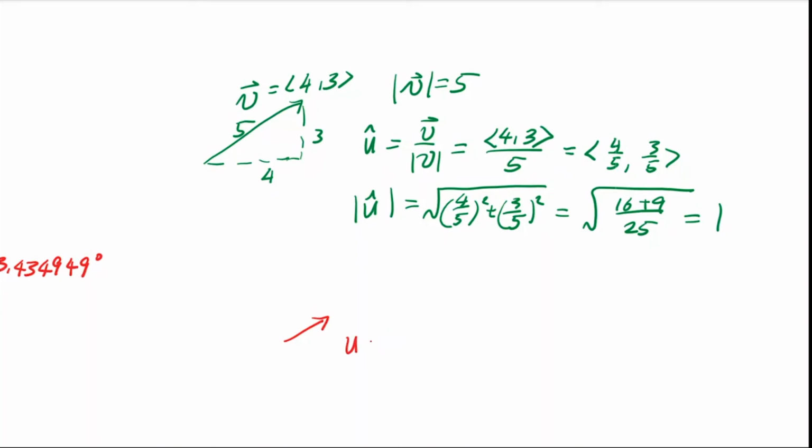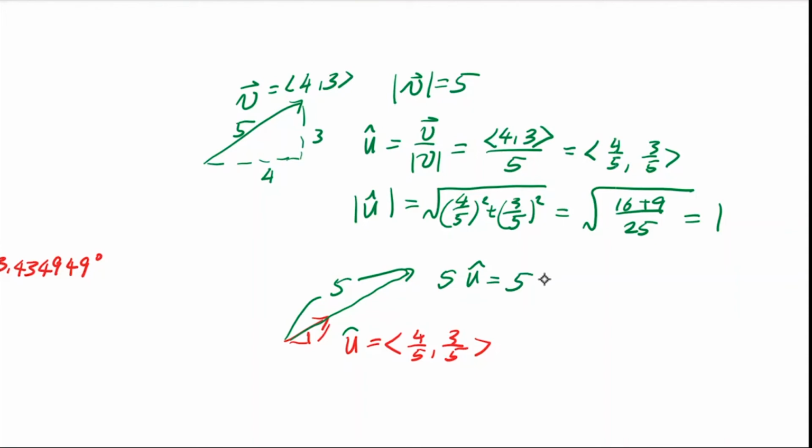Which is equal to 4 fifths, 3 fifths, right? Now, you don't want that length to be 1. This has a length of 1 at the moment, right? And you want to scale it back to 5, right? I mean, that's why we call these things scalars, because they scale the vector. You know what I'm saying? That's an appropriate name. Well, let's see that vector. If we say 5 times our unit vector, I'm going to write it as 5 times 4 fifths, 3 fifths, isn't it? You see, we get our vector back.